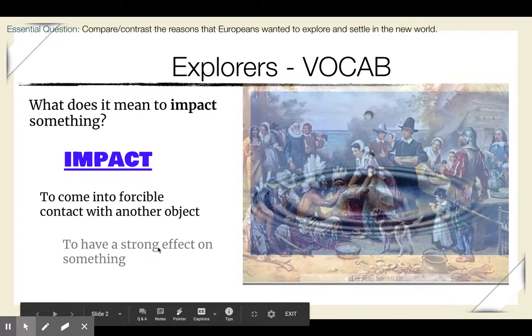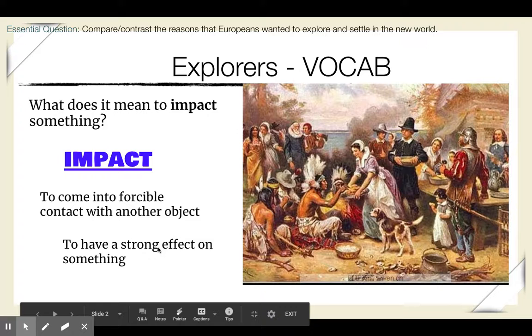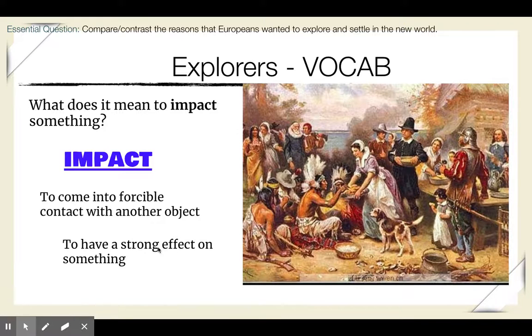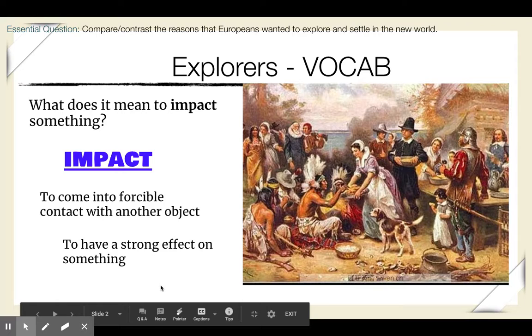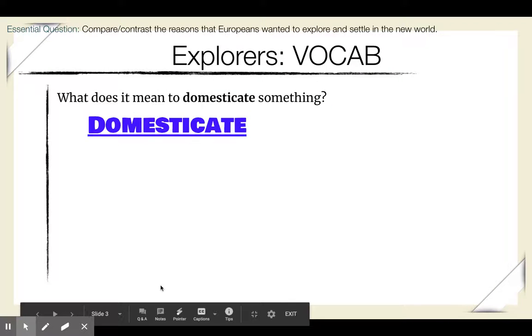Okay, so impact can also mean to have a strong effect on something. So when we look at our two groups of people, they're greatly going to impact each other. The Native Americans are going to share things that the Europeans have never seen before, and the Europeans are going to bring things that the natives have never seen before, and they're going to have a strong impact on each other. The next term is domesticate.